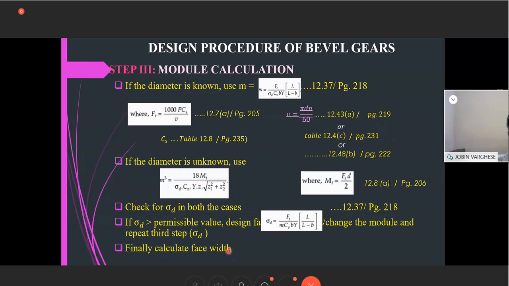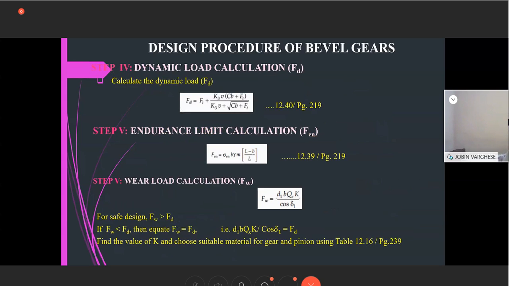Then finally calculate the phase width. There is a phase width equation, and we can calculate with it. Then come to the dynamic load calculation. That is the next step. We take the dynamic load calculation because the gear is always running. It's not a static case, it's a dynamic case. So dynamic force should be given.